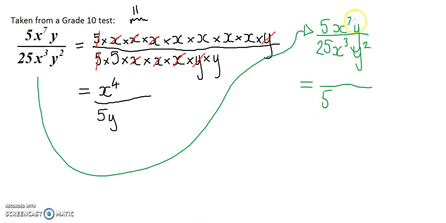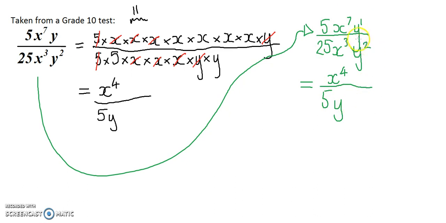But over here, I've got x to the power of 7 and x to the power of 3. 7 minus 3 gives me x to the power of 4. And lastly, I've got y to the power of 1 and y to the power of 2. Y to the power of 1 minus 2 gives me y to the power of negative 1. So that means the y is in the denominator.